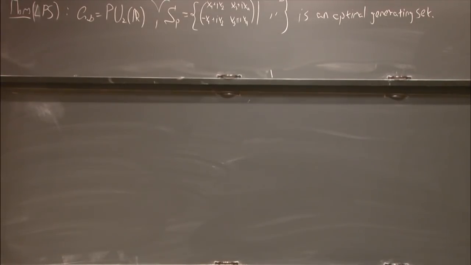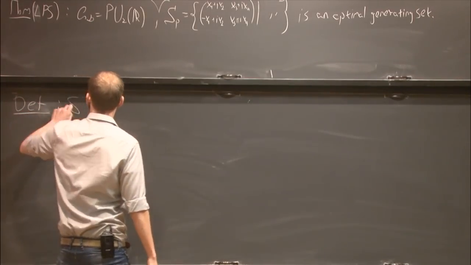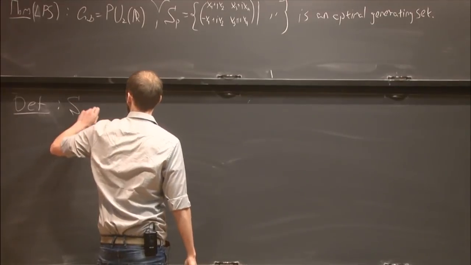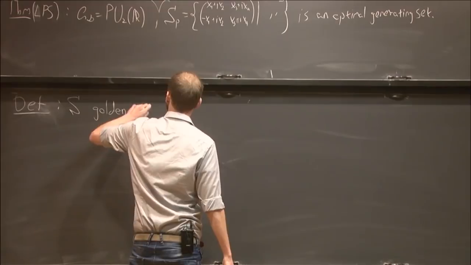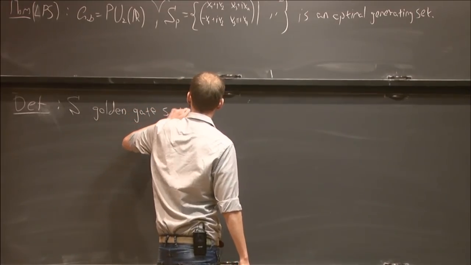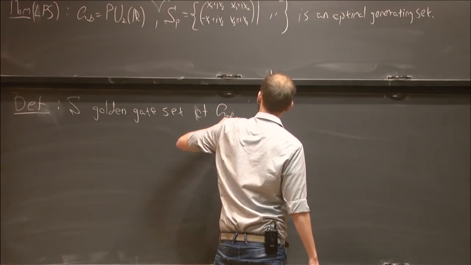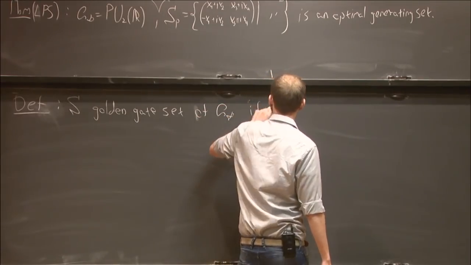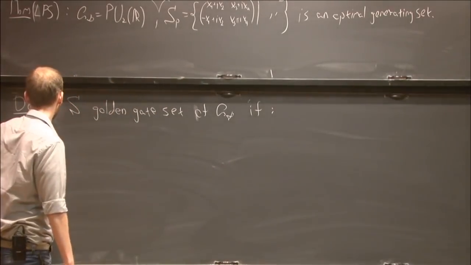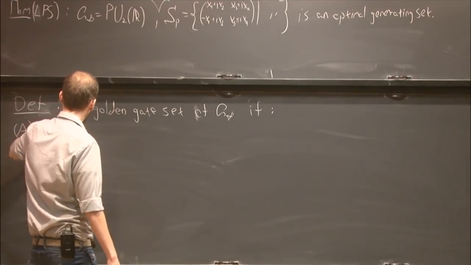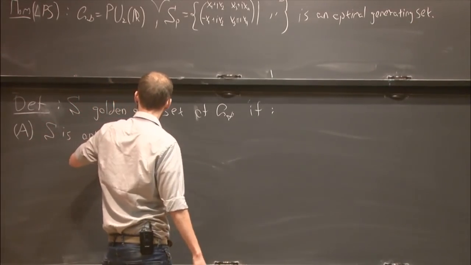Okay, so now I give the definition of a stronger notion. The same setting from before, but now S is called a golden gate set of G infinity if, so first of all, this is a strengthening. So S is an optimal generating set.